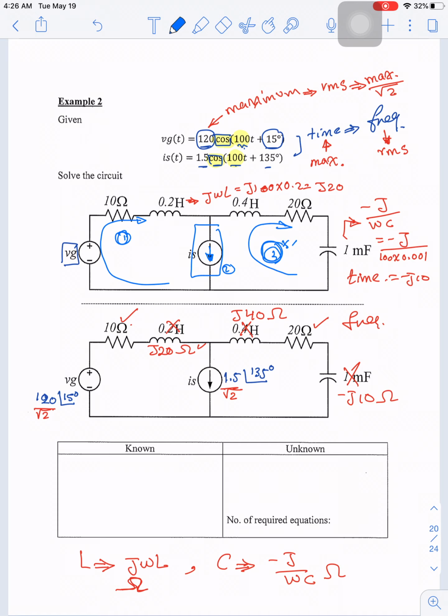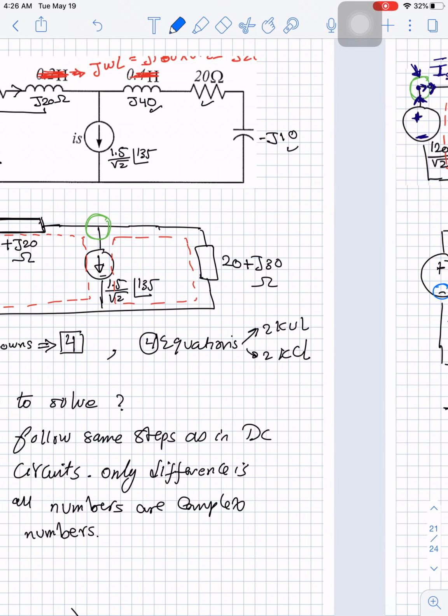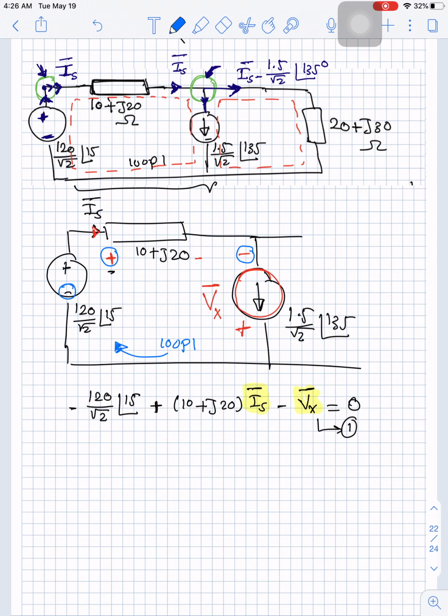So this is not an independent unknown, because once we know I1, we will subtract this current from it so we can get this. So the minimum number of unknowns for this circuit is 2. The 2 are the current of this source and the voltage across this source. These are the 2 unknowns, and these are the 2 KVL loops that you can see. Now let's continue. So this is the first equation that relates I source to Vx.